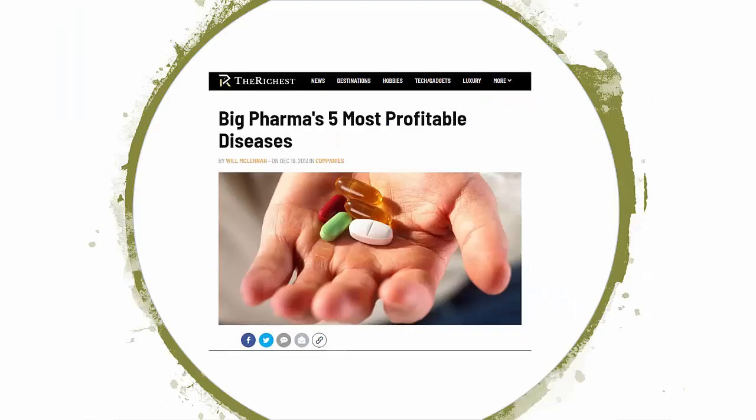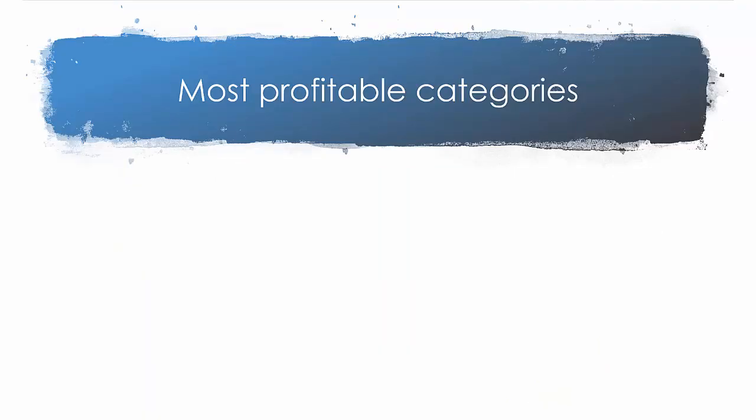Now, we look at this category breakdown in a little bit more detail here, and this is from the perspective of profitability. So we were looking at total spending in the previous slide. Now we want to see which disease areas tend to be the most profitable from the perspective of pharmaceutical companies, and it might surprise you actually to see which are the most profitable.